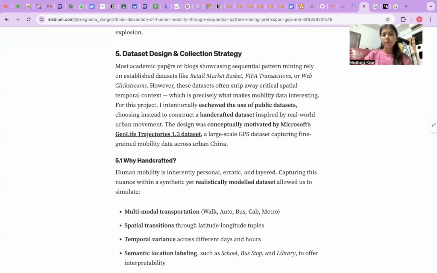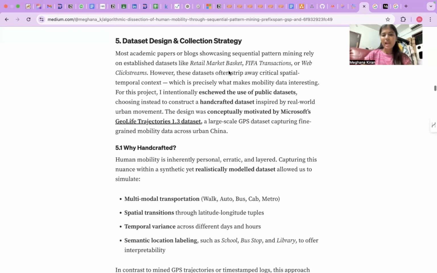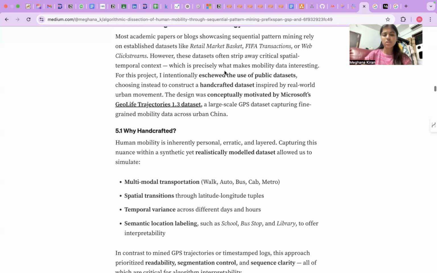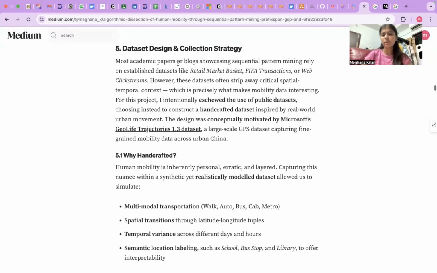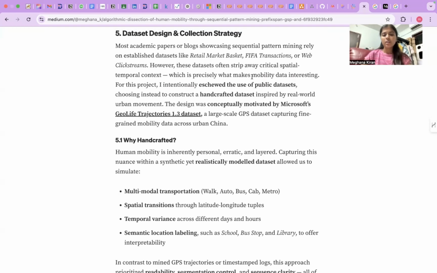Most of the academic papers or blogs which include sequential pattern mining only use recommendation systems, retail marketing, or some web click streams. However, these datasets often lack spatial temporal context, which is precisely what makes mobility data interesting. So for that, I took inspiration from the GeoLife trajectories dataset, which contains latitudes, longitudes, and the timings of the user, where he has moved from where to where. It contains all of that.